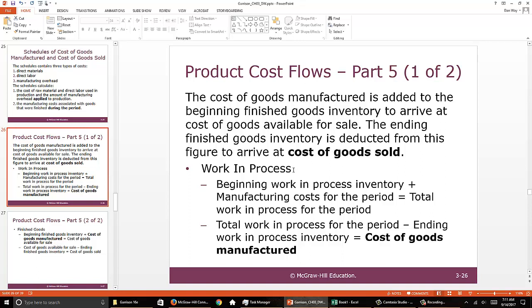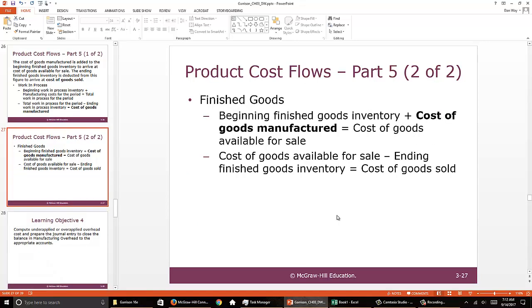And we can think of the same thing in terms of our work in process reconciliation on the schedule of cost of goods manufactured. So what did we start with that was partly done? What did we add to it from a manufacturing cost standpoint in the period? That's our total work in process for the period. Then if we deduct from that our ending work in process inventory, stuff that still isn't finished, the difference will be the cost of goods that we finished in that period.